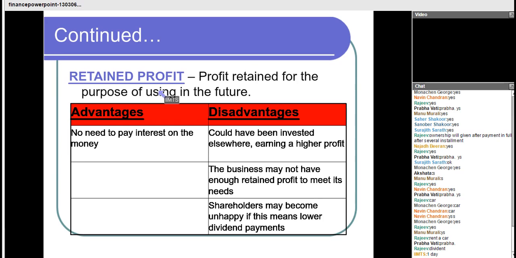Now retained profits are available only if it's a running business. So that is also there. We keep on adding, keep on saving the profits. Now it has got a disadvantage that the shareholders may become unhappy if this means lower dividend payment. Sometimes the company may be earning good profits, but it is retaining for the future use. So the shareholders will be at the receiving end. They are not getting the amount which they should actually get as the dividend. So they may become very unhappy on this issue.